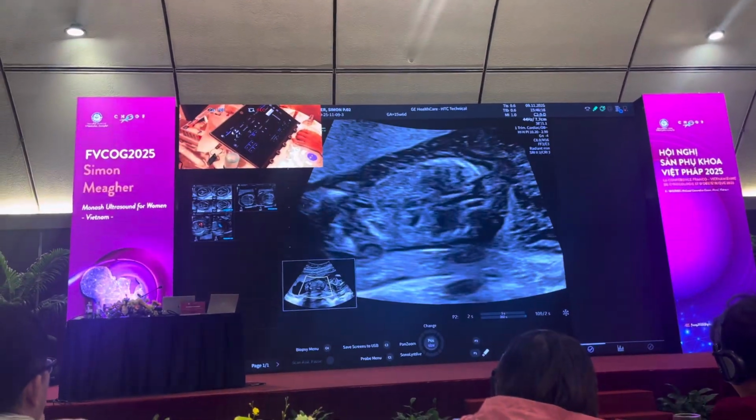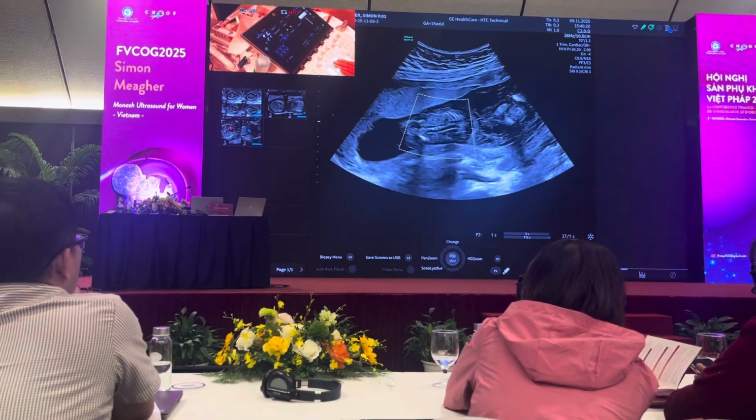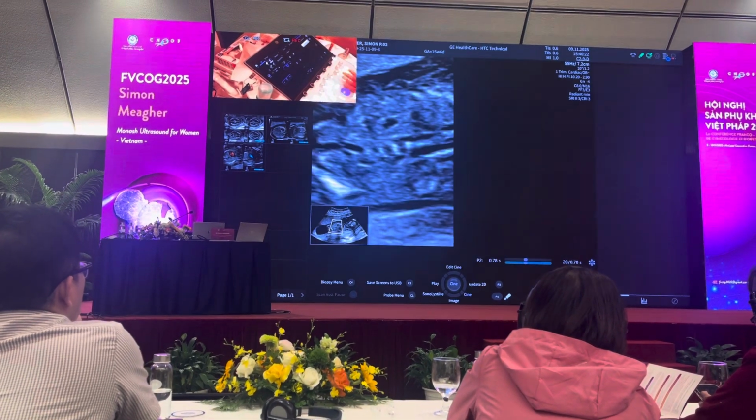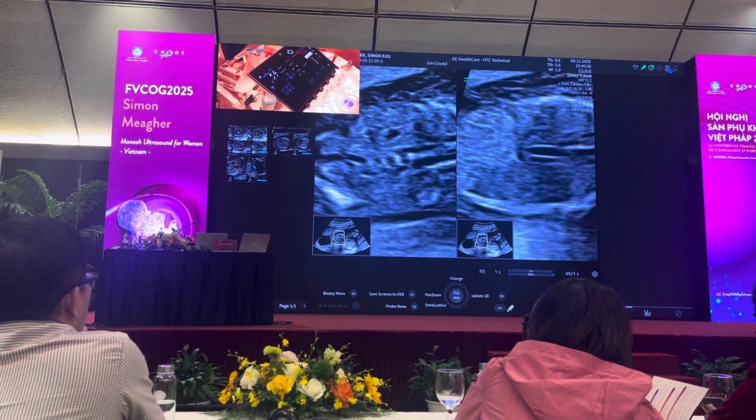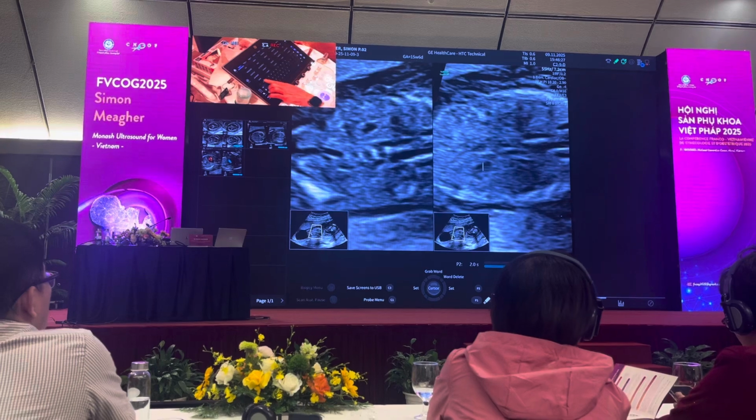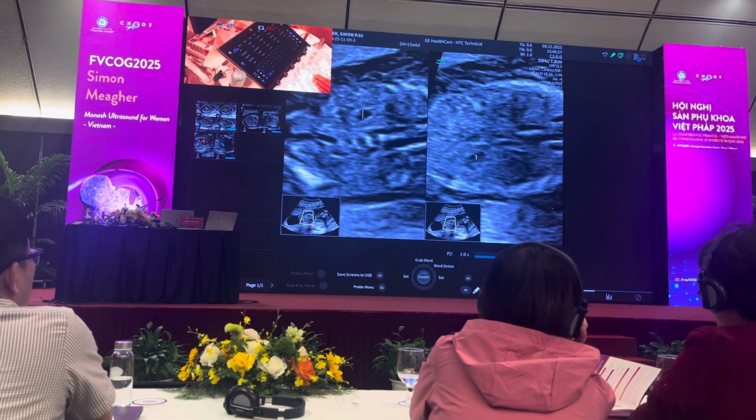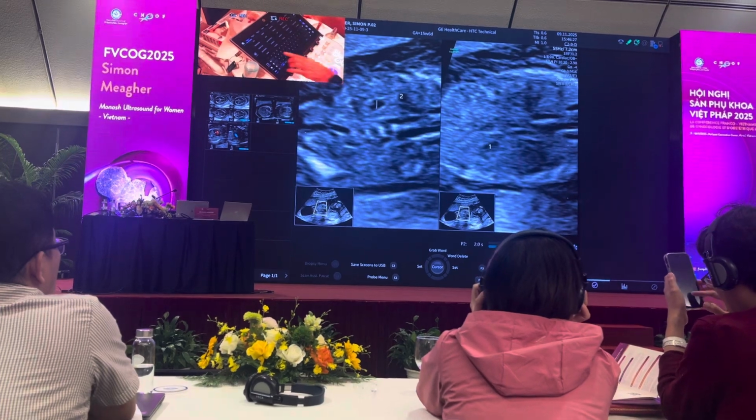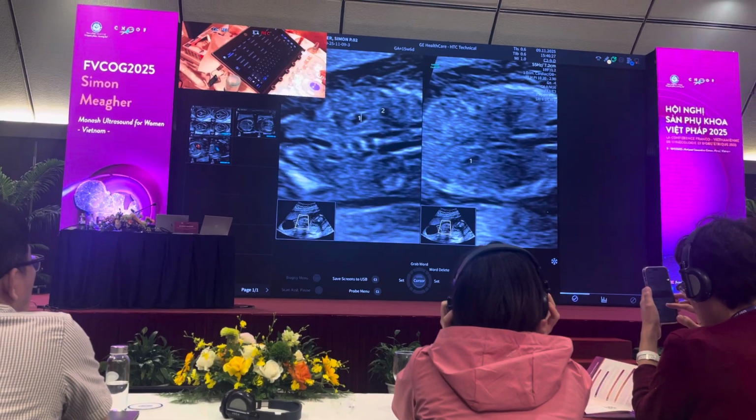So if you look at this, the baby's got a duplex kidney on the near side. If you come across, you can see there are 2 renal pelvises, and then check the kidney on the opposite side and there's a single renal pelvis. So this one here has 2, and this one here has 1. A duplex renal system is another marker that you may get.